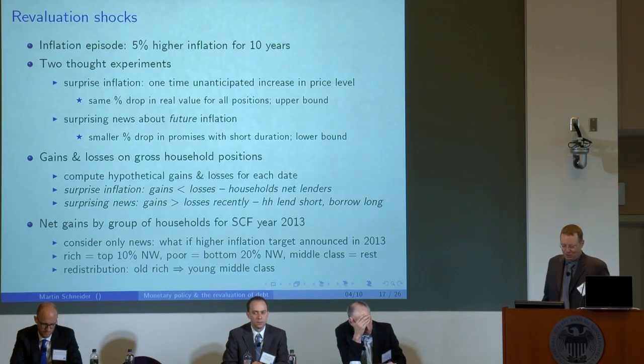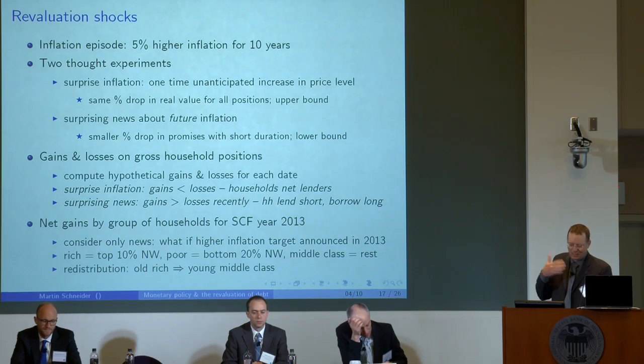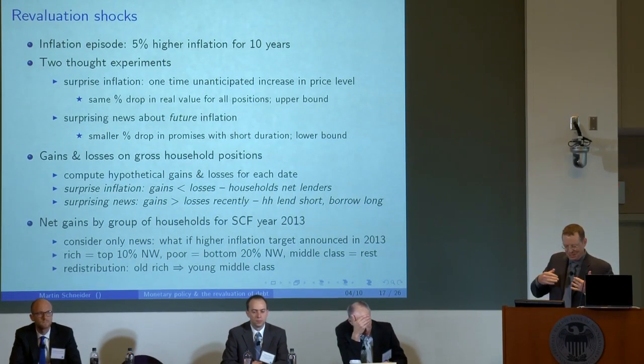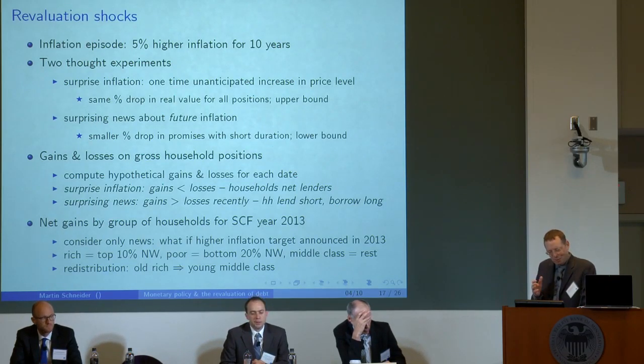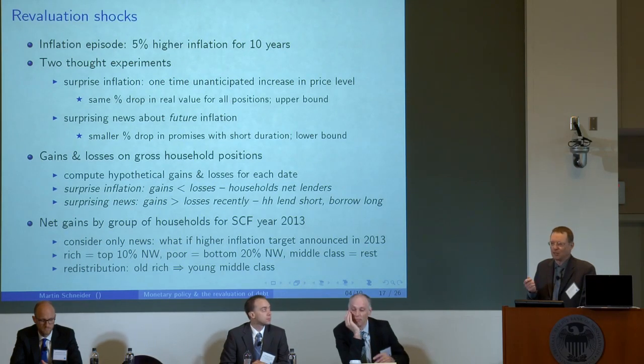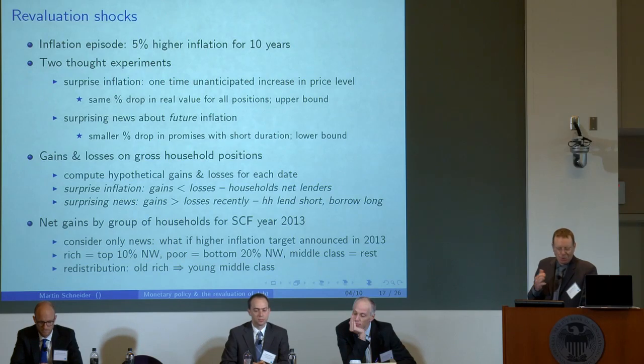Okay, so now let's think more about who these households are. So far this was just about some positive positions, negative positions. Who are these people? For this, I'm going to turn to the Survey of Consumer Finances, and I'm going to show you net gains by groups of households in the Survey of Consumer Finances for the year 2013. Okay, so it's for a particular year. And I'm only going to consider the news scenario. So I'm going to ask, what if a higher inflation target was announced in 2013?